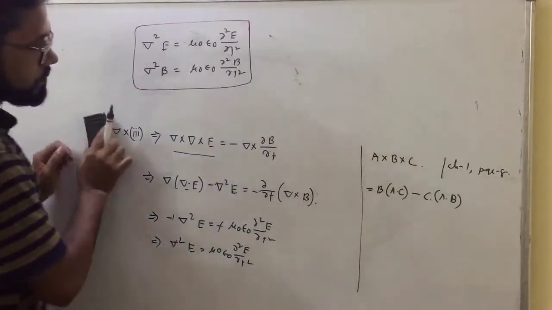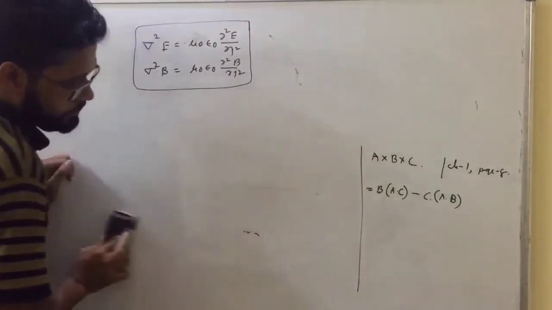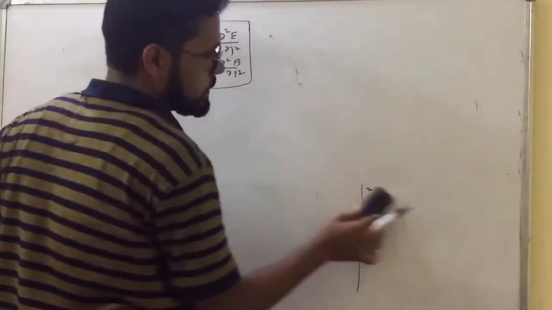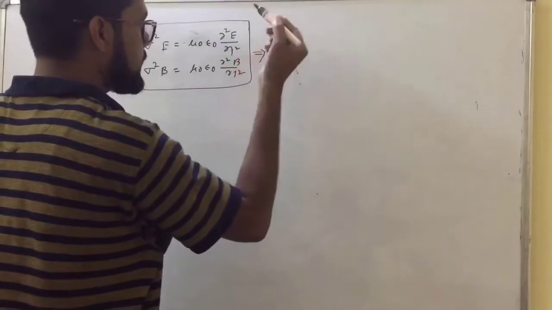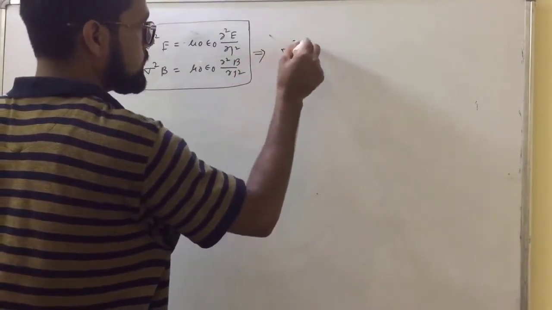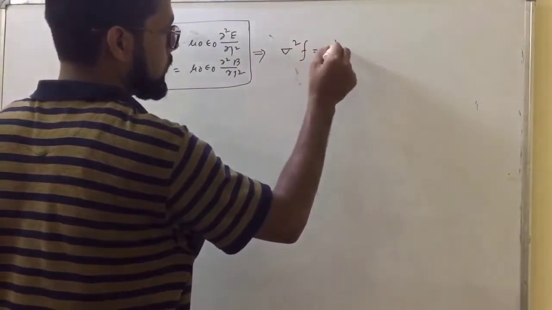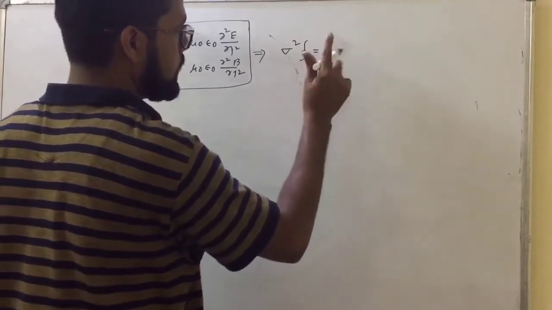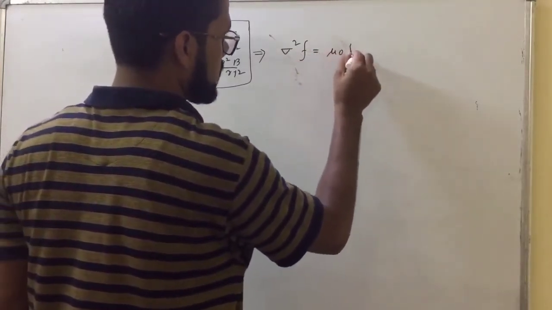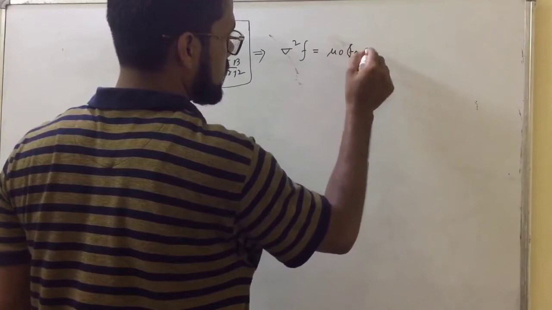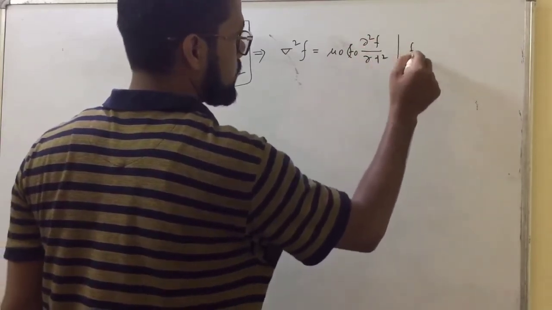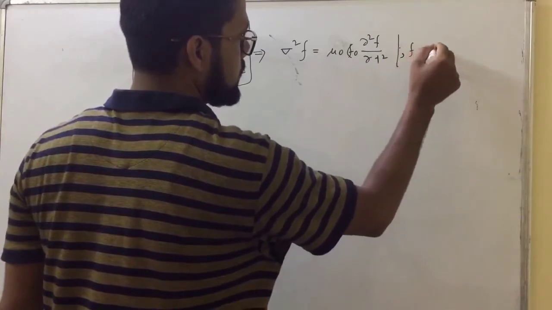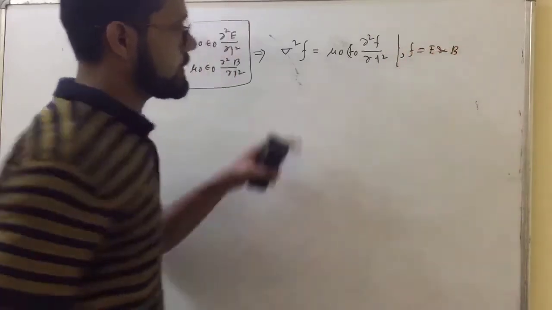Now, simple. I can generalize this equation like this: del square F equal to mu naught epsilon naught del square F by del t square, where F equals E and B. I generalize this equation.